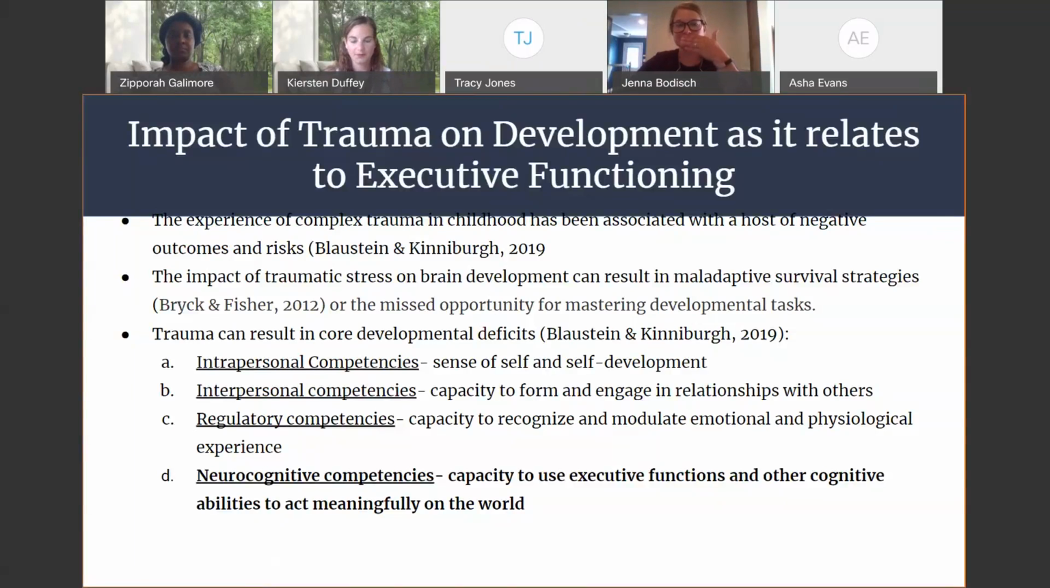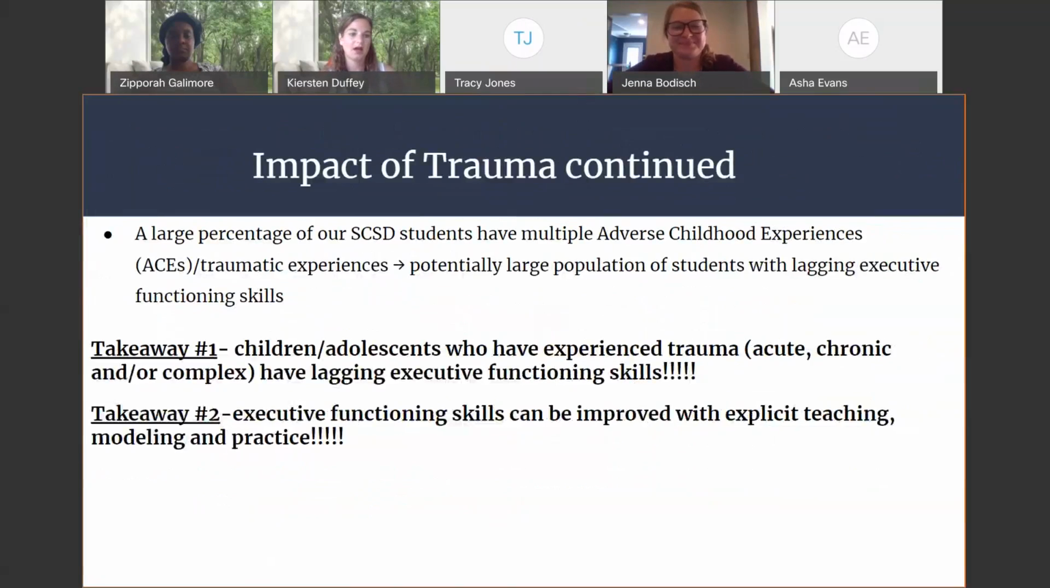Do you want to go to the next slide, Jenna? Thank you. So a large percentage of Schenectady students have multiple adverse childhood experiences, also known as ACEs, or just one or two traumatic experiences. And based on what was just discussed about learning and the development of executive functioning skills, we can guess that there is a high potential that Schenectady has a large population of students with lagging executive functioning skills.